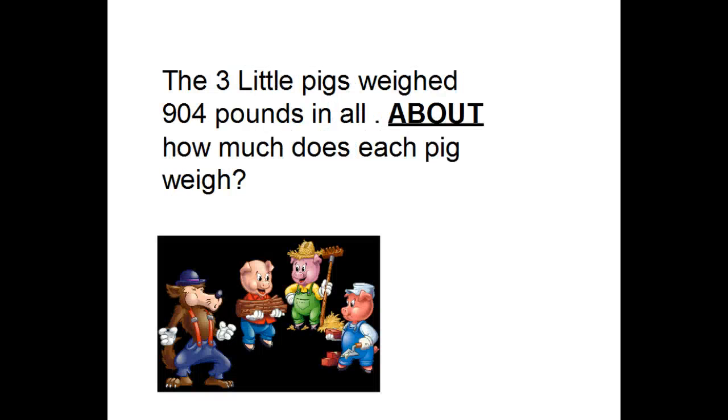Last one. The 3 little pigs weighed 904 pounds in all. About how much does each pig weigh? Stop the video, you try it out. Word about tells me I need to round. My pigs are 904 pounds in all. When I round that off, level 0 bully is going to be about 900 pounds. There's 3 little pigs. We're not counting the wolf because he is not a pig.